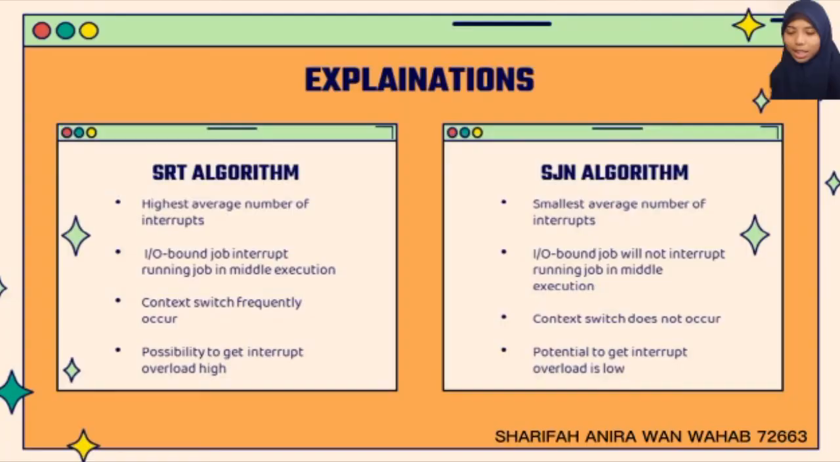Thank you. The context switch can also occur as the result of an interrupt. The context switch frequently occurs because every upcoming job, if selected for execution, can cause a context switch even though it is slightly shorter than the currently running job. Possibility to get interrupt overload is high because interrupt is given higher priority than other tasks. Since SJN is a non-preemptive algorithm, the I/O bound job will not interrupt a job running on the processor in the middle of execution. Since the context switch does not happen in the SJN, the possibility to get interrupt overload is low.